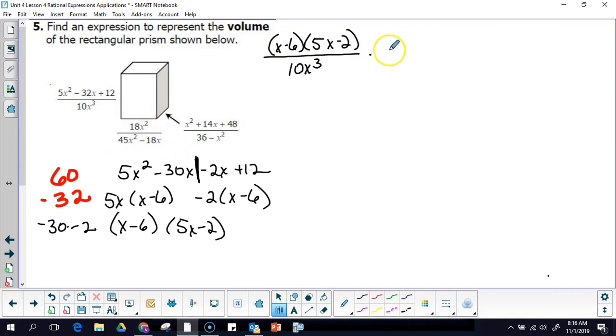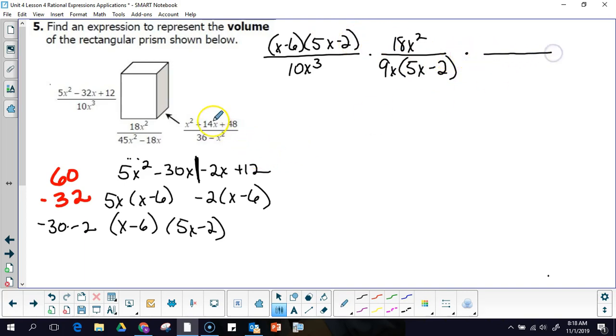We've got to multiply everything together. Let's do this one. This one's 18x squared. And then the denominator, let's take out a 9x. That's going to be, what, 5x minus 2. Oh, and we have a matching one. That's good. Okay, and then the last one, let's see, 48 and 14.